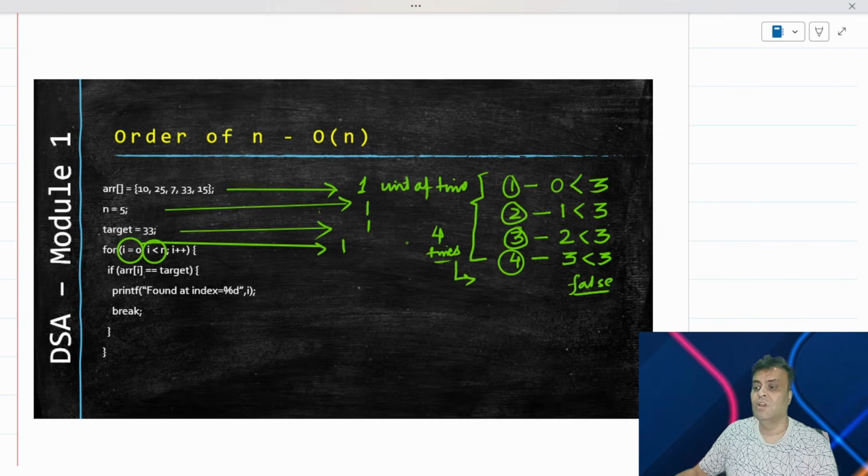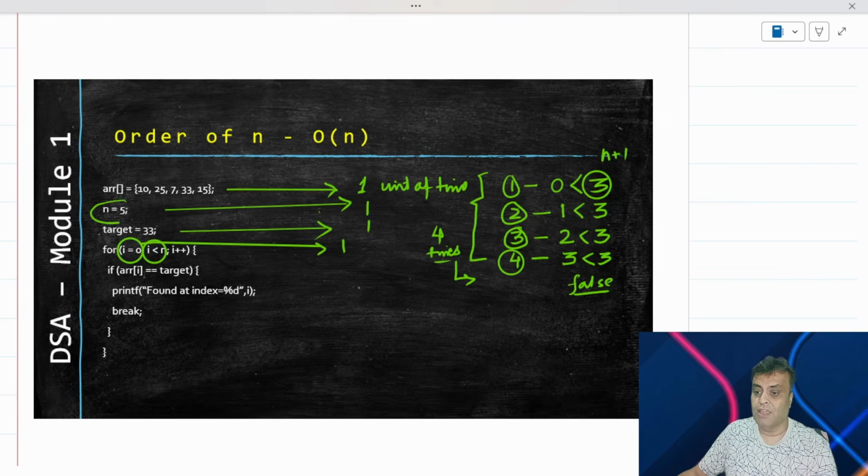Right? So what is 4 times? 4 times is whatever is the number of inputs that you have. We are actually checking... I said that we have 3 inputs and we are checking for 4 times. That means we are checking for n plus 1 times.